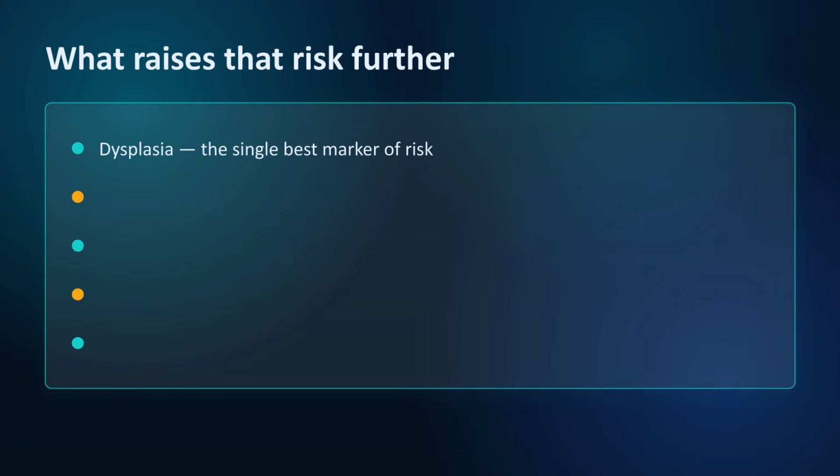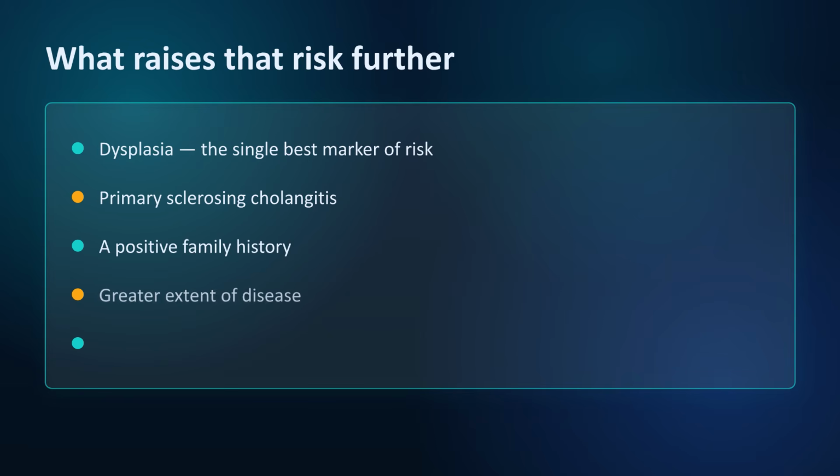Dysplasia is the single best marker of risk, which is precisely why surveillance biopsies look for dysplasia rather than for cancer. Primary sclerosing cholangitis raises risk. A positive family history raises risk. Greater extent of disease raises risk. So pancolitis carries more risk than proctitis. And stricture and pseudopolyps raise risk.